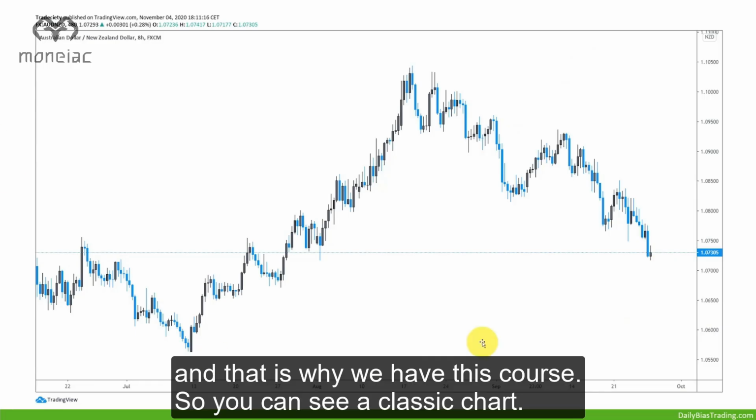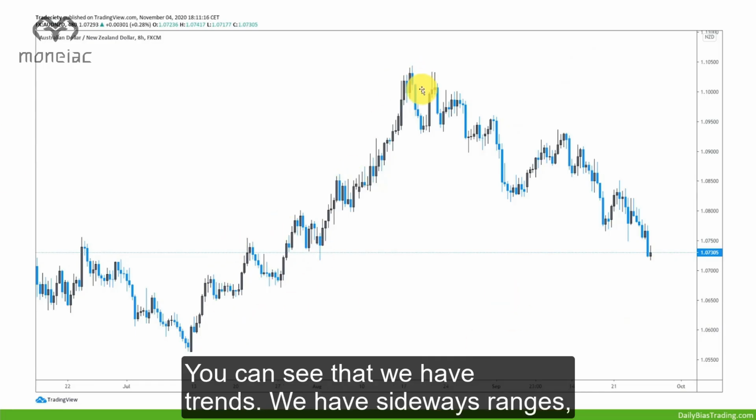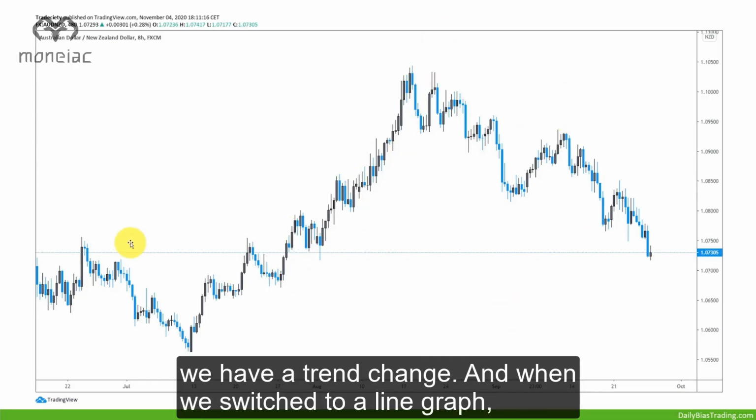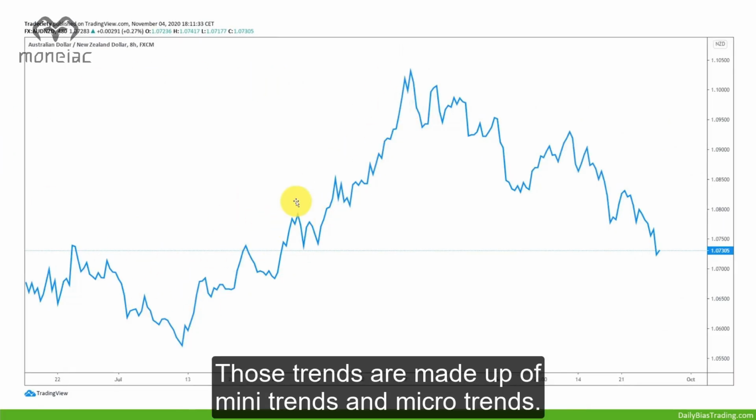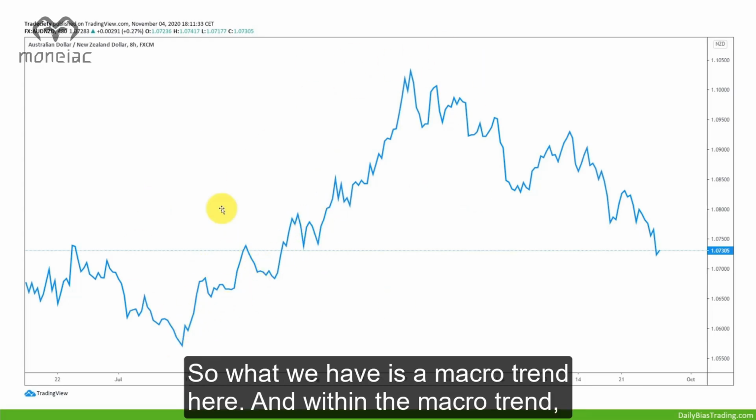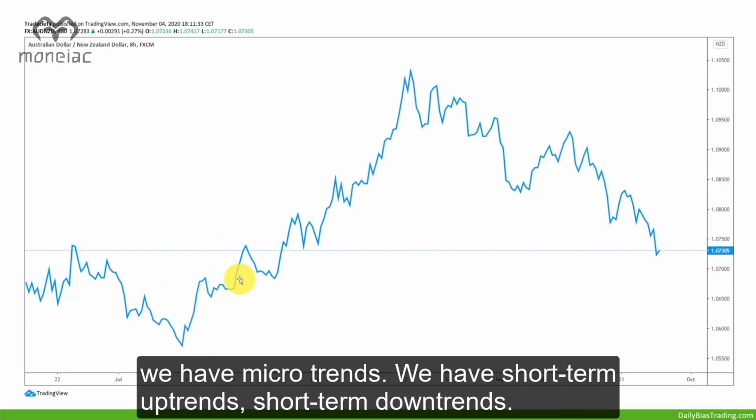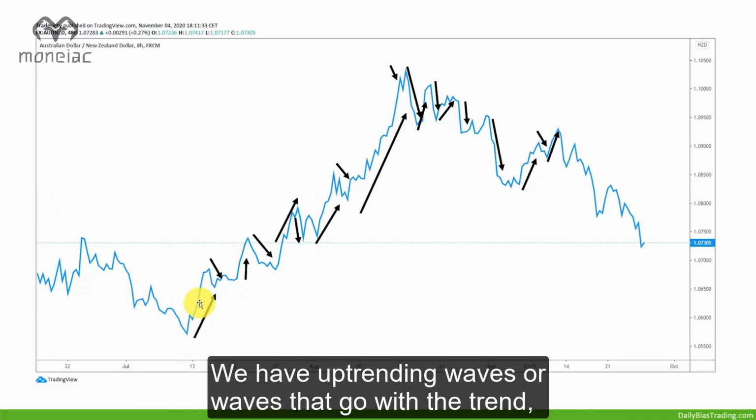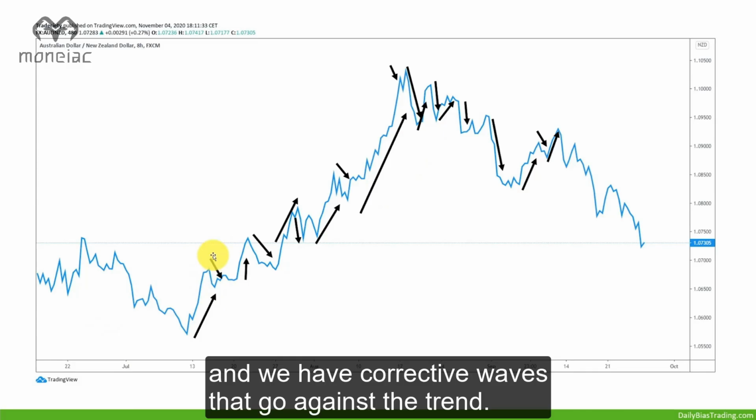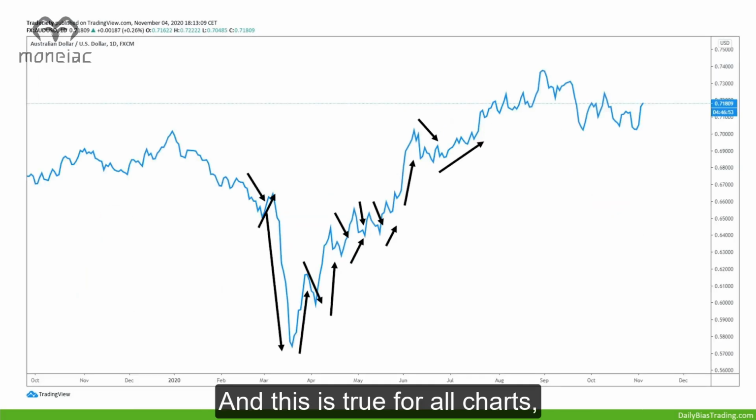So you can see a classic chart. You can see we have trends, we have sideways ranges, we have a trend change. And when we switch to a line graph, what can you see? Those trends are made up of mini trends and micro trends. So what we have is a macro trend here, and within the macro trend we have micro trends. We have short-term uptrends, short-term downtrends, and in trading we call those waves. We have uptrending waves, or waves that go with the trend, and we have corrective waves that go against the trend. And this is true for all charts.